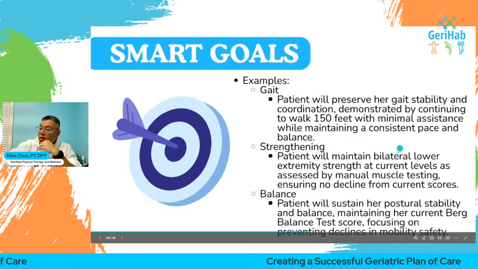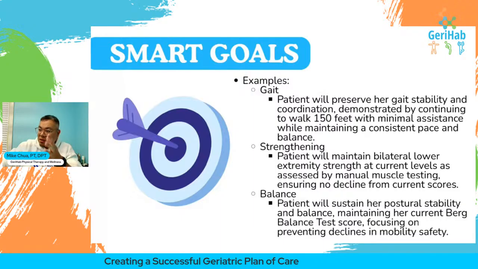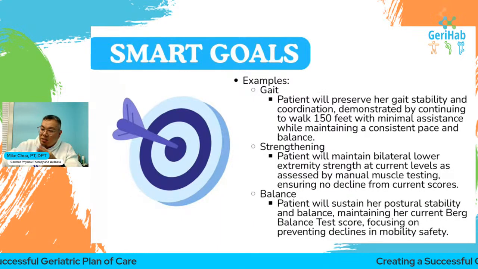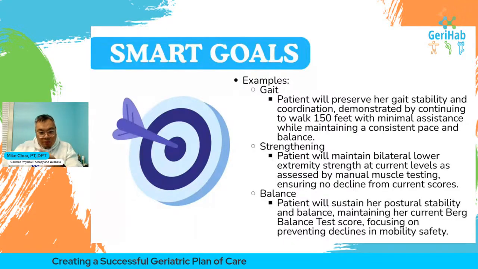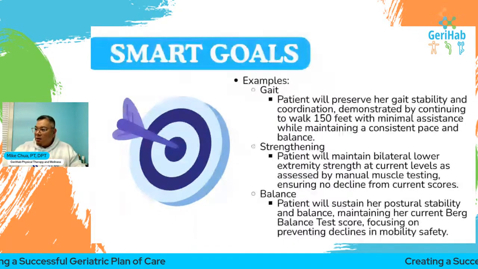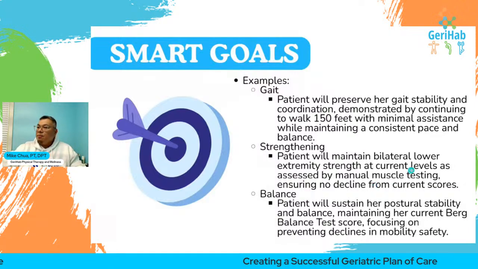Right. Even in the MMT, you need to put the specific MMT score. Patient will maintain bilateral lower extremity strength at current levels as assessed by manual muscle testing of 4 over 5. Or if you use a dynamometer machine, patient will maintain 40 pounds of force on bilateral lower extremities, something like that. Okay. You need to have a measurable number. This one doesn't have that measurable number.